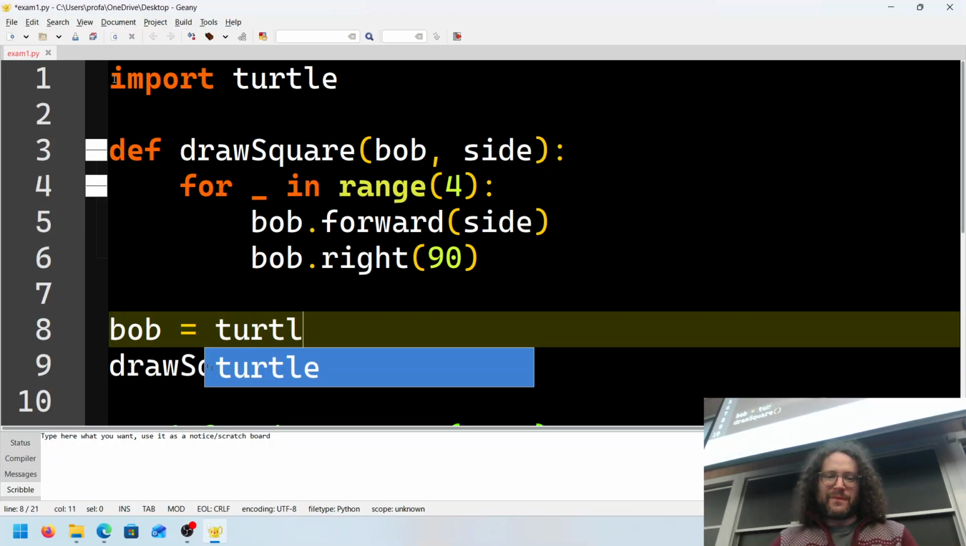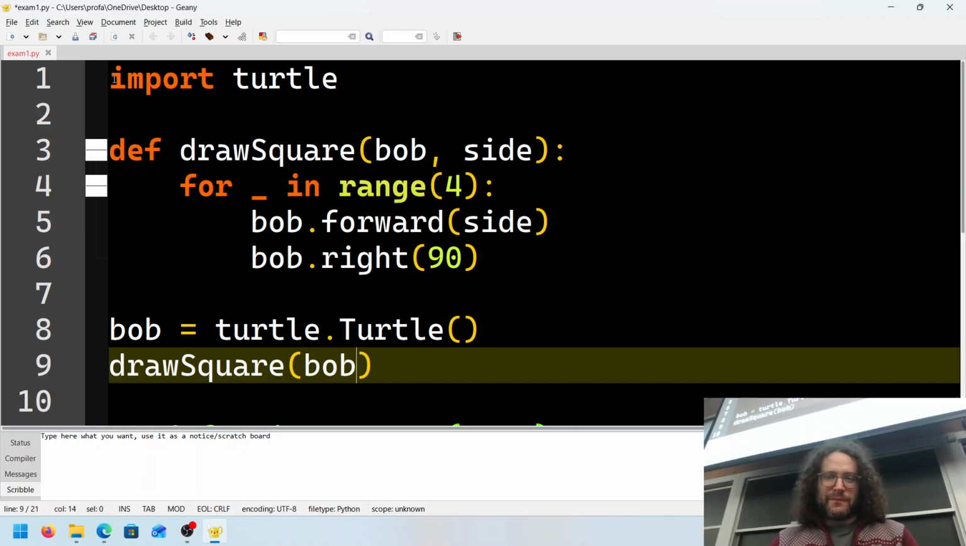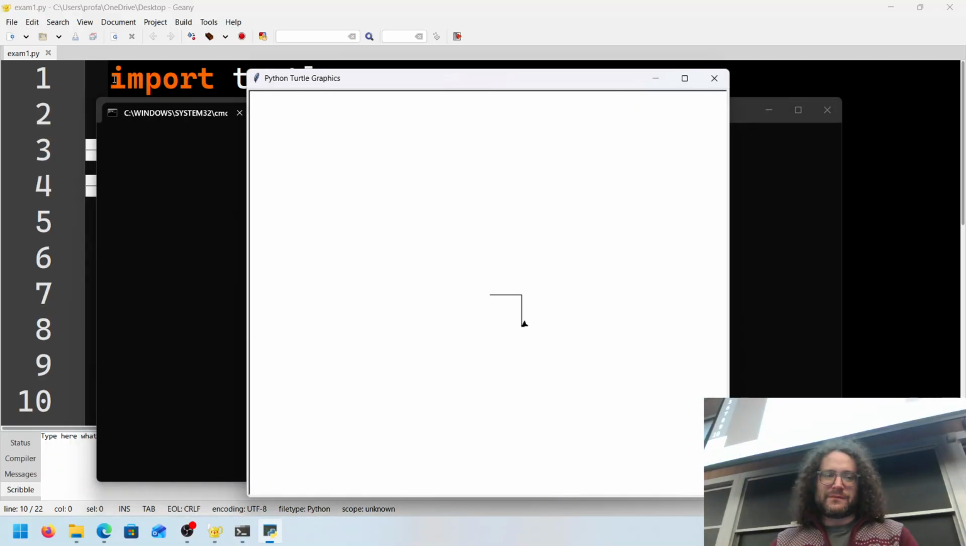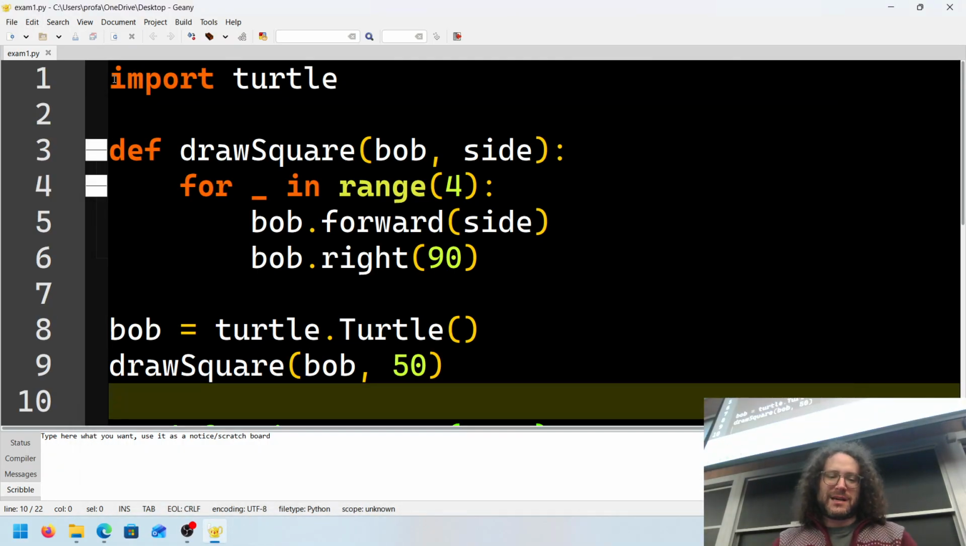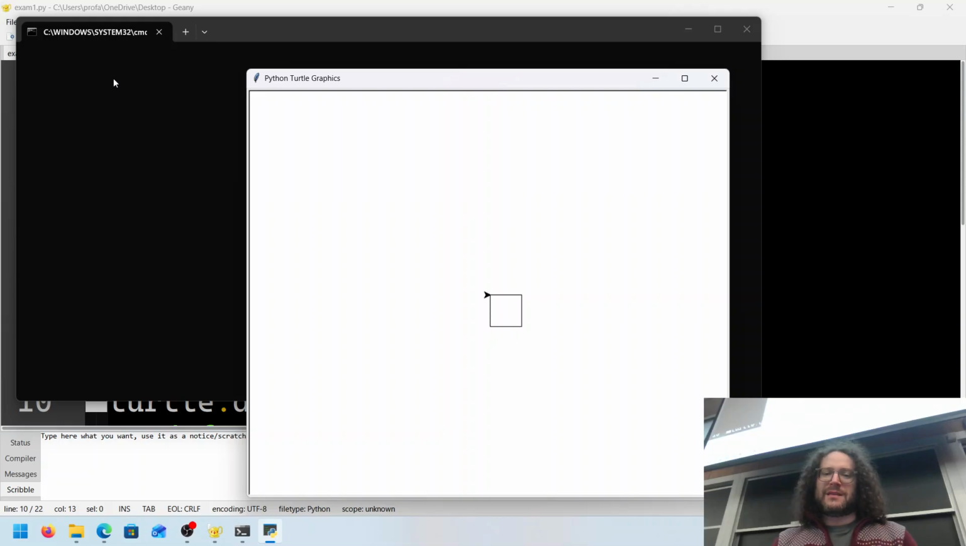Bob is equal to turtle dot turtle, Bob 50. So I draw it. It's going to instantly disappear because of just the way my computer works, because I'm using this instead. That will stop that from disappearing. Great.